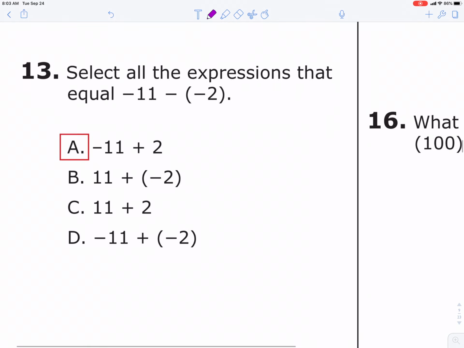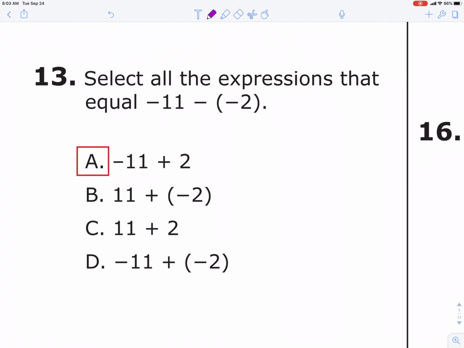Let's go down here. Select all the expressions that equal -11 minus -2. Now, a minute ago I said, basically whenever you see parentheses, it means multiplication. And that is true. There are 2 ways you can look at this problem. You can look at it the really simplistic way, where you're saying, okay, I've got a -11 minus -2. So I'm taking away bad. So that becomes -11 plus 2. Well, guess what? That's A.